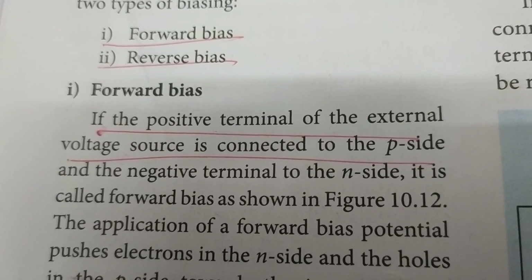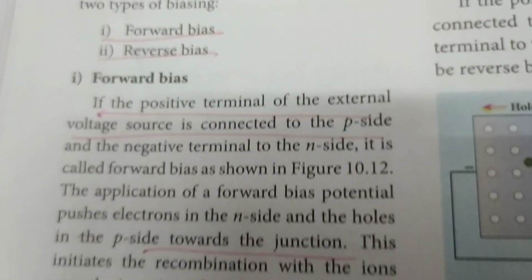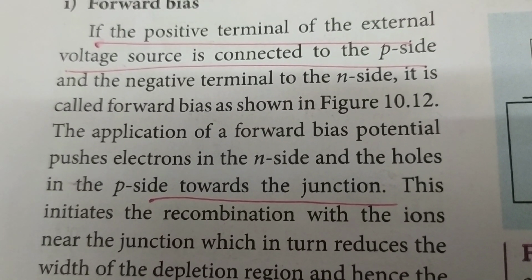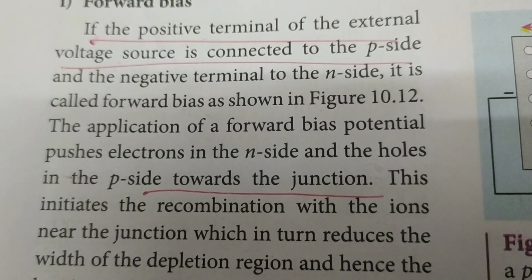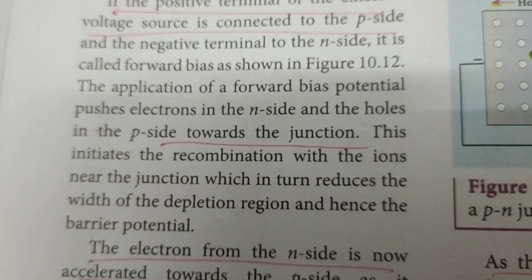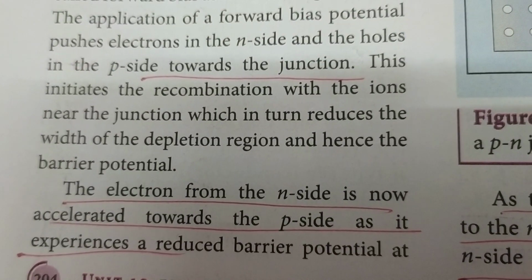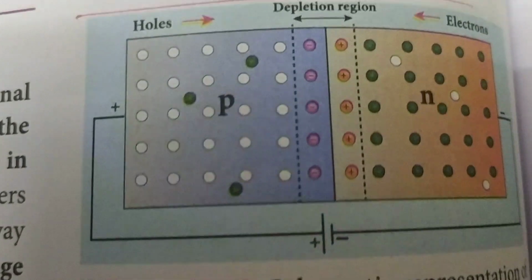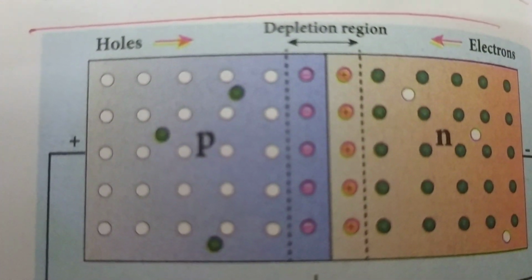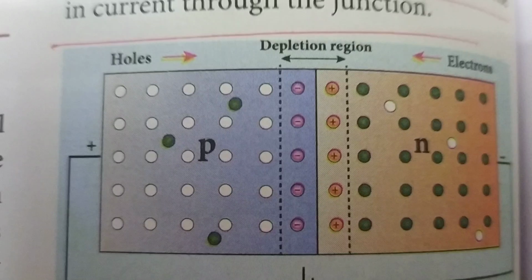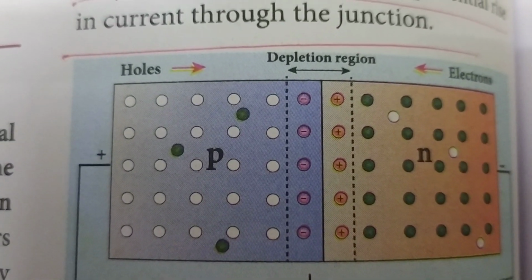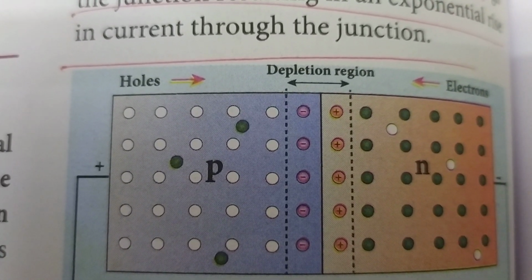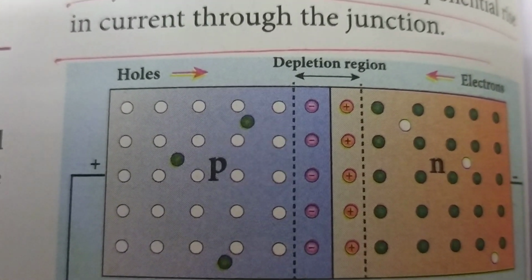So forward bias means positive is connected with the p side and negative to the n side. When this is connected, the electrons in the n side and the holes in the p side move towards the junction. Initially there will be recombination between the holes and the electrons, and the electrons from the n side are now accelerated towards the p side. So what happens to this barrier? The barrier will reduce in size now. You see, the center region is now reduced in size. The negative ions and the positive ions will decrease. The number of these minority charge carriers will decrease.